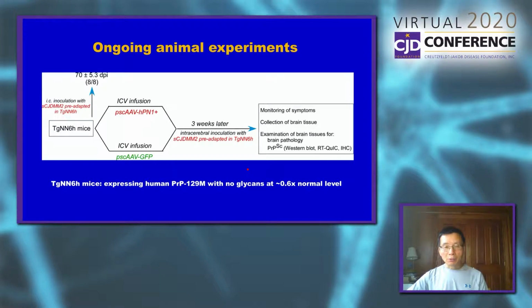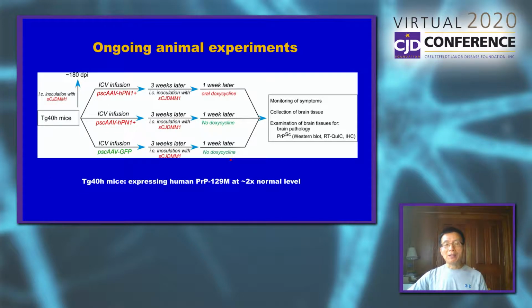So encouraged by this result, we started two animal experiments. One, we're using the TG66H mice, which express human PrP with no glycans. We chose this because it has a very short mean time with the MM2 substrain of human sporadic CJD, just a little over a 2-month period. We inject these mice first with these AAV particles, AAV plasmid, with either N1 plus or the GFP control. And 3 weeks later, we inoculate them with this pre-adapted MM2 prion strain. And now I'm waiting for the symptoms to occur, then to check for their pathology and the PrPSc accumulation.